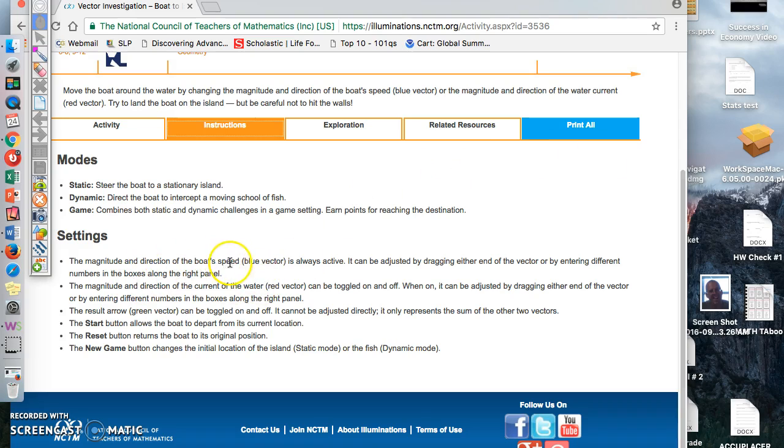The magnitude and direction, the boat's speed, is always active. It can be adjusted by dragging either end of the vector to different numbers in the boxes. And then it says the water can be toggled on and off. The resultant arrow can be toggled on and off. Start, reset, and new game.